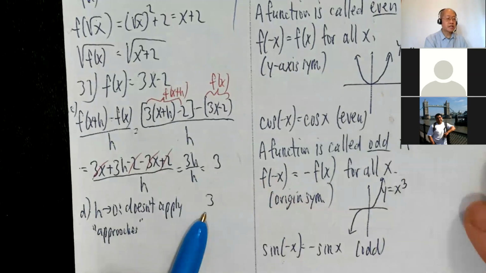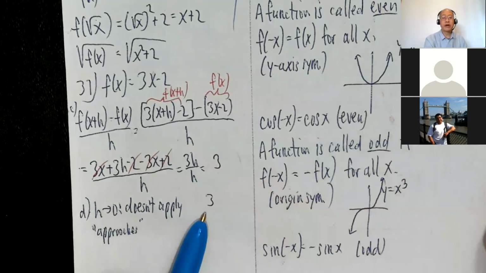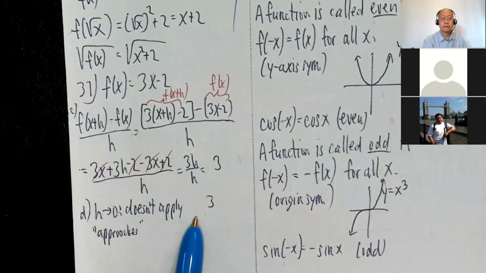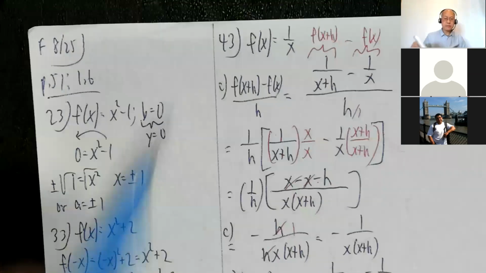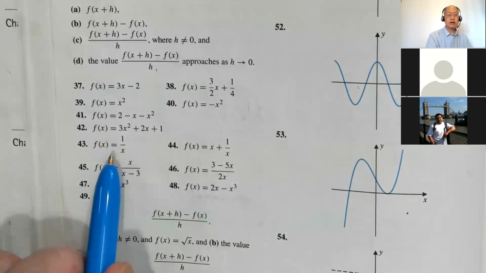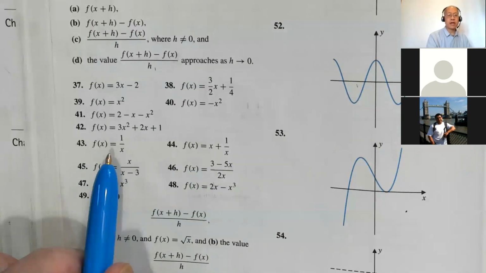I think it's better if I go ahead and do 43 because that will answer the question about this h, in case you're still puzzled about that. It doesn't apply here. So let me go ahead with 43. f of x equals 1 over x. Now here, the answer to part C is going to involve an h.